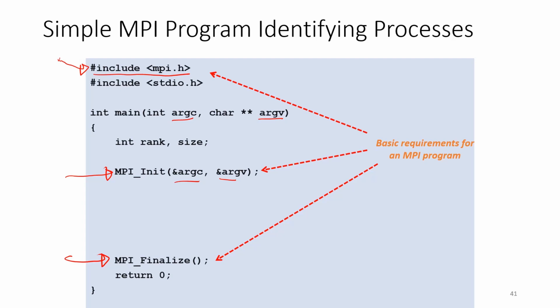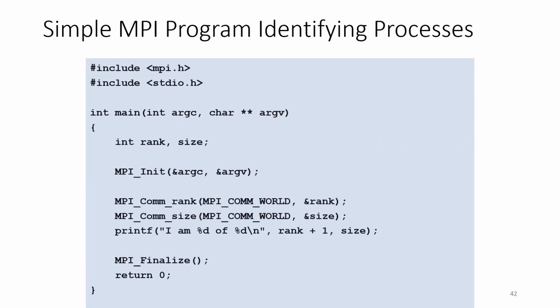The minimum pieces of code that you can add to see something on the screen are the following. You can ask MPI to give you the rank of your current process among all the other processes that exist in MPI_COMM_WORLD. To fill in the rank for you, you have to provide the address of a certain integer variable, because this function takes a pointer to an integer.